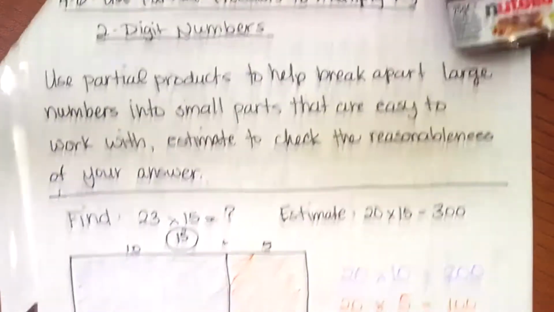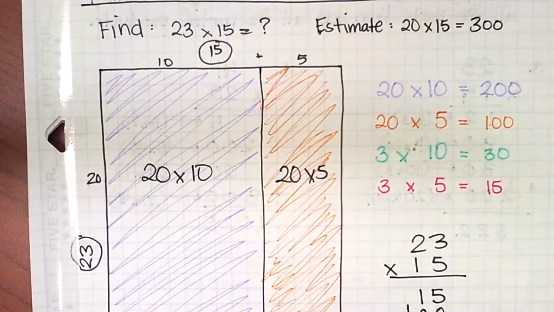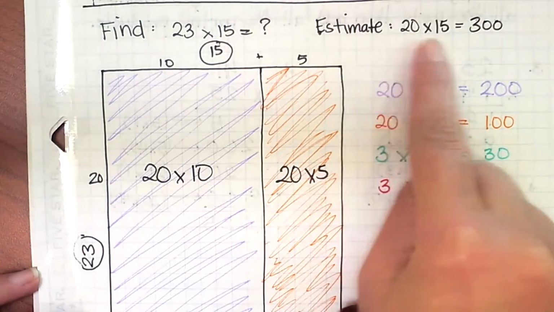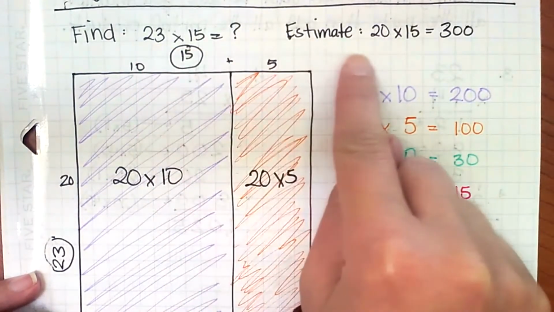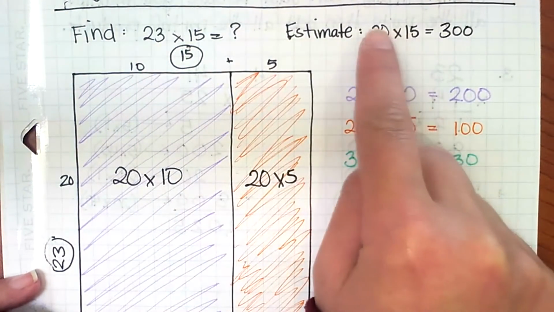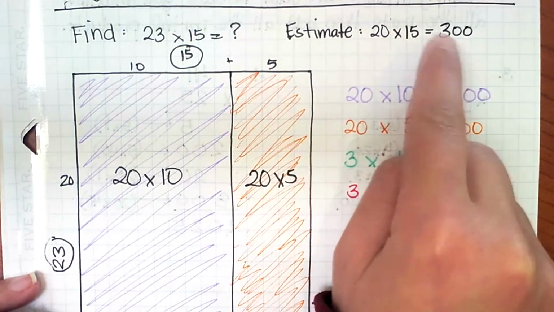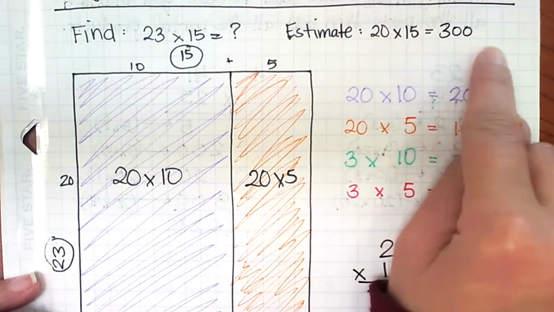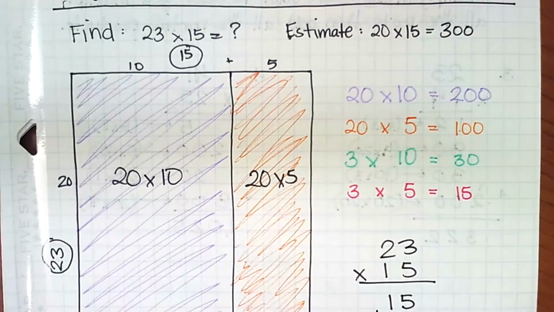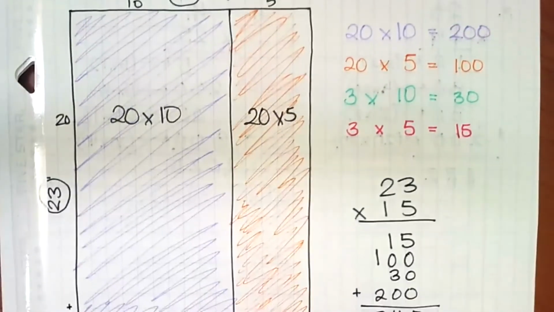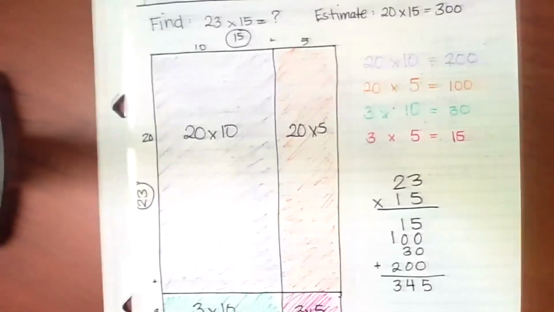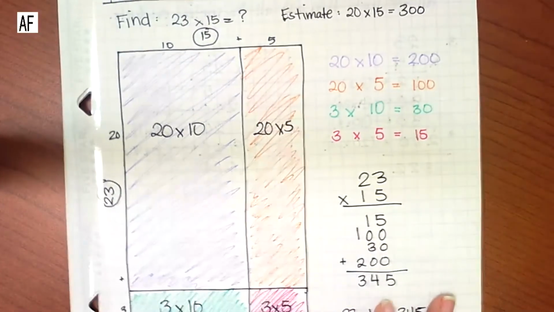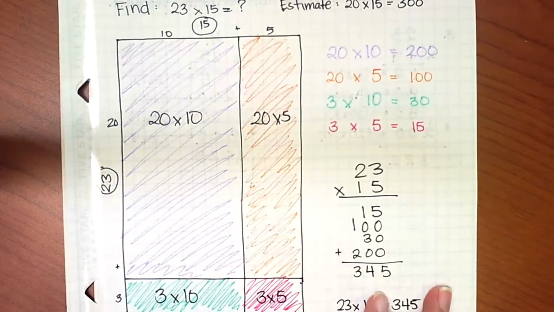An example question that I put for you here at the bottom is to find 23 times 15. First thing I'm going to do is create an estimate. I rounded my 23 down to 20, and I did 20 times 15. Now I know 2 times 15 is 30, so 20 times 15 gave me 300. And then I drew my area model to help me figure out how to solve. I'm going to zoom out a bit so that you are able to see more of my area model here.